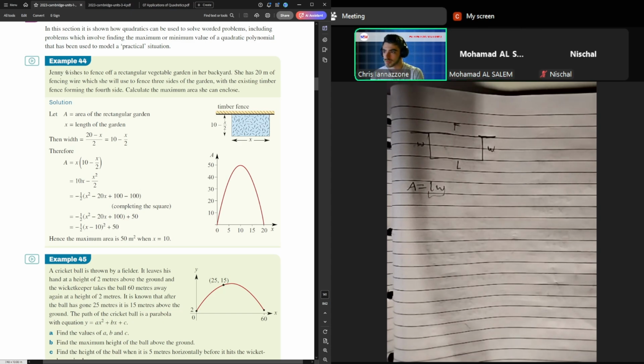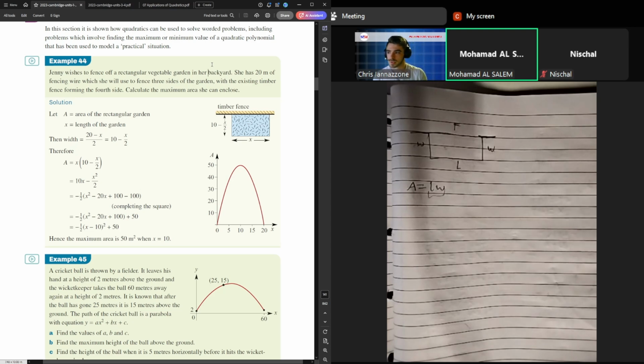Not given. So the only thing that's supposed to be given in this question is the information in the header there. And the only numerical thing that we have is that there's 20 meters of fencing wire total for those 3 sides of the garden. So think about how you might incorporate that information into an equation. Any thoughts? No, I don't have any thoughts.